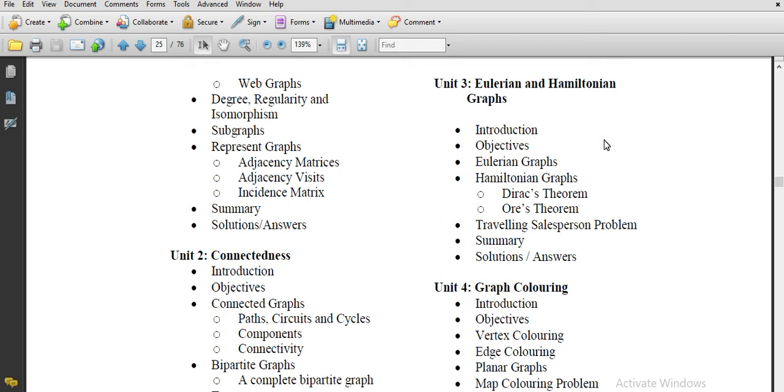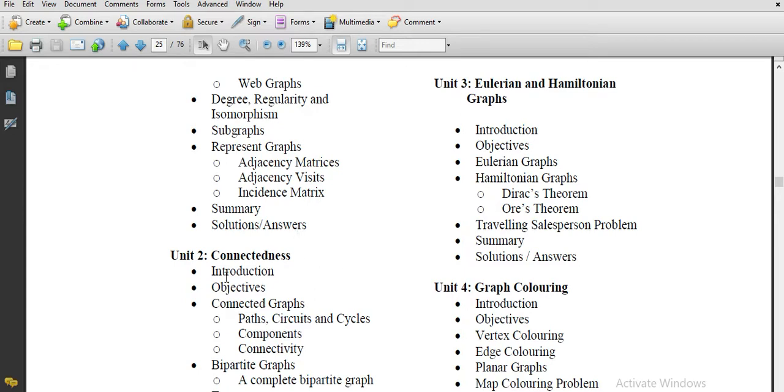Hello all, I welcome you once again to the series on the discrete mathematics paper, and in this lecture I will discuss Euler and Hamiltonian graphs. This is your Unit 3.